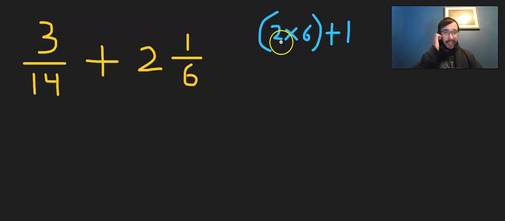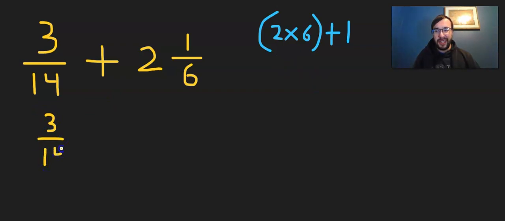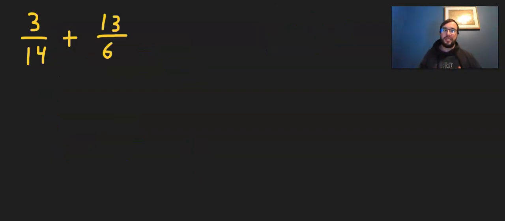So in this case, this would turn our problem into 3 over 14 because nothing happened there. And then that mixed number would now become 12 plus 1, which is 13 over 6. And we'll figure out the rest of the problem from there. Okay, so here's the trick for getting a really easy common denominator. All you have to do is multiply the numerator and the denominator of one fraction by the denominator of the other.